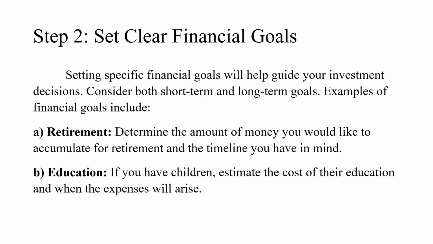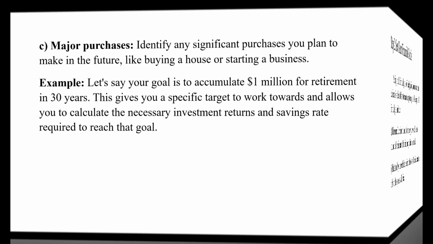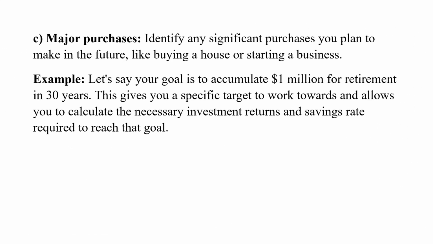Determine the amount of money you would like to accumulate for retirement and the timeline you have in mind. Education. If you have children, estimate the cost of their education and when the expenses will arise. Major purchases. Identify any significant purchases you plan to make in the future, like buying a house or starting a business.